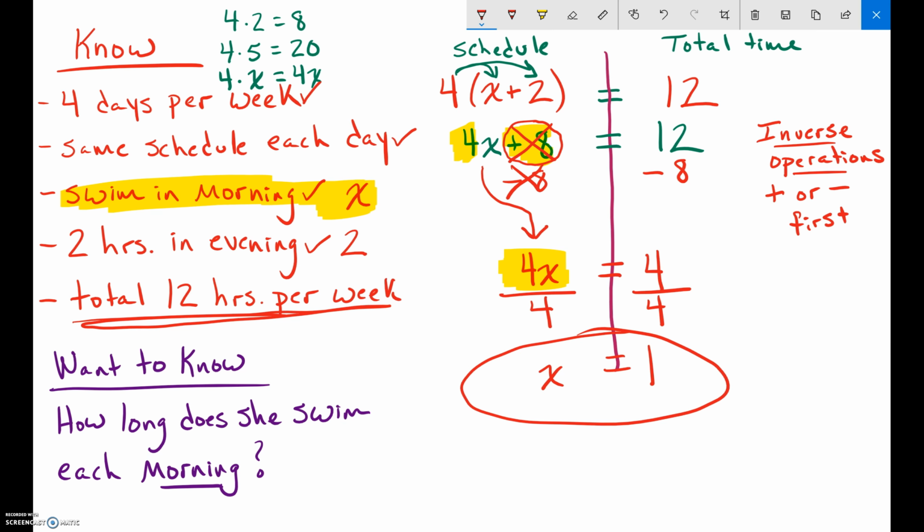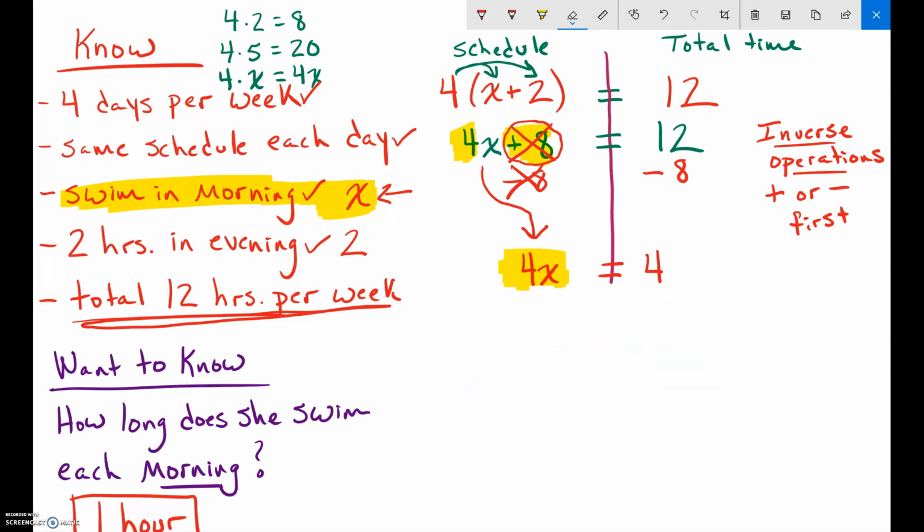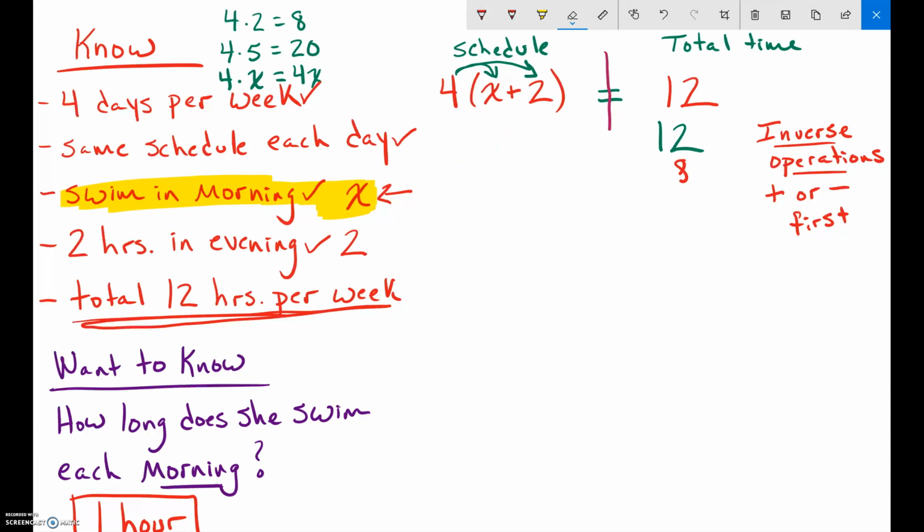And if we look back up here, X represents the morning swim time. So how long does she swim each morning? The answer would be 1 hour. Final piece, how do we check this? We go back to our original equation. You don't have to erase all this. And instead of the variable x, we're going to plug in the answer that we got, 1.